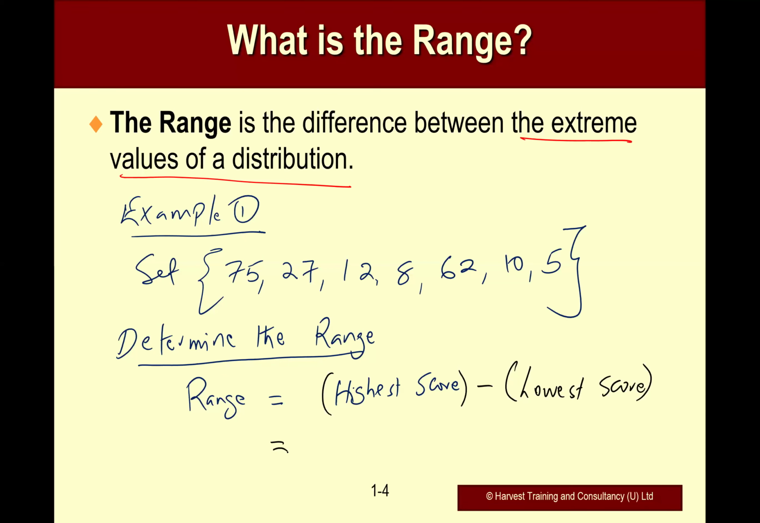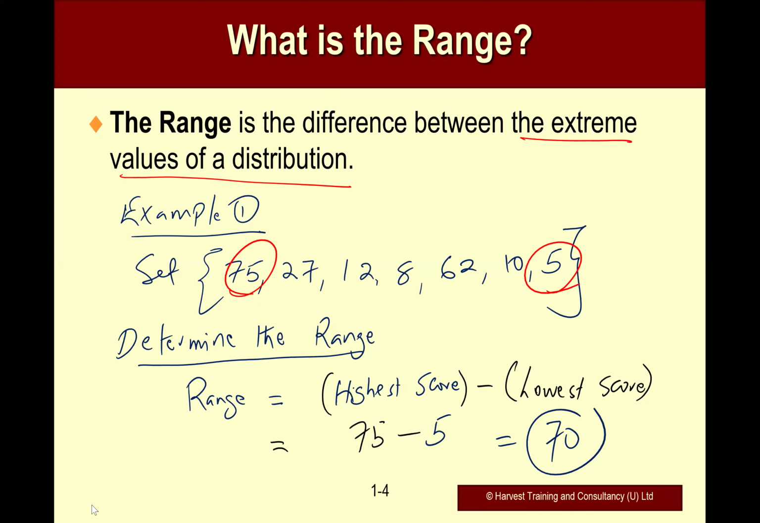What do you think is our highest score? In the chart, anybody? Highest score is 75 minus the lowest score, which is, what is our lowest score? So the highest here is a 75. Yes. The lowest is 5. Okay. So minus 5. So that gives us a range of 70. That gives us the range of 70. So we would simply give that as the measure of dispersion for that particular distribution.